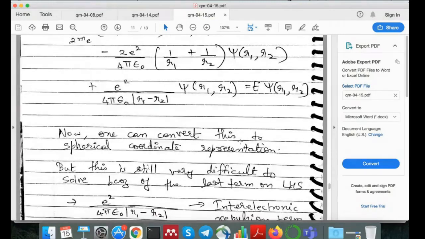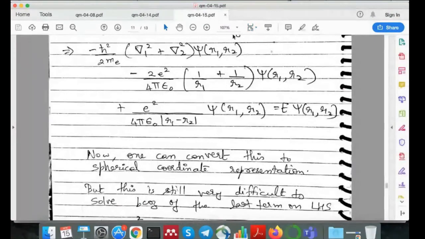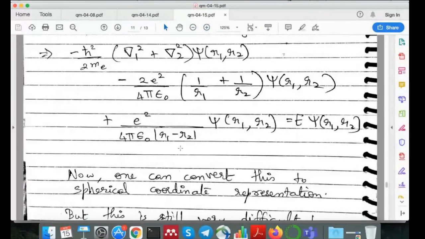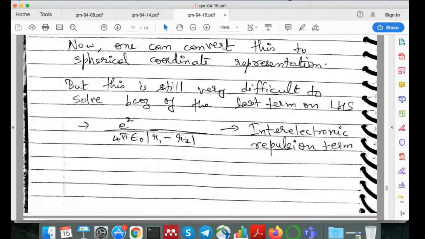Of course, the first thing that you do here is to convert it to spherical coordinates, because that is the natural progression of things. But even after converting it to spherical coordinates, it does not help much, because this is a very complicated Schrodinger equation because of the presence of this particular potential, that is, the interaction between the two electrons. So we cannot solve it.